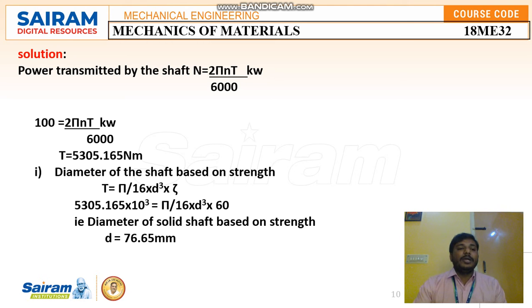The T value we got is 5.165 Newton meter. So this is the torque being transmitted by this particular shaft whenever it is transmitting a power of 100 kilowatt at 180 rpm. Now this is about the power. Next, first we need to find the diameter of the shaft based on the strength criterion.